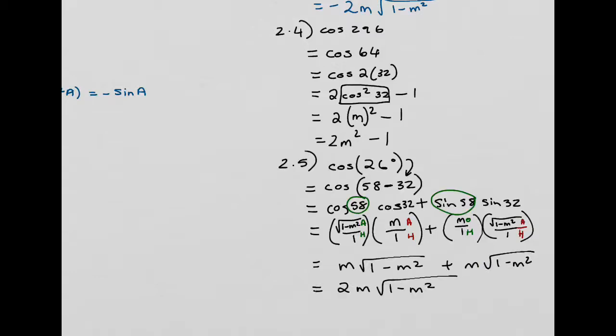And then just finishing up, if we get rid of all our denominators of 1, we have m times the root plus m times the root. So I have 2 of those. So m root plus m root is 2m root, and that's your final answer.